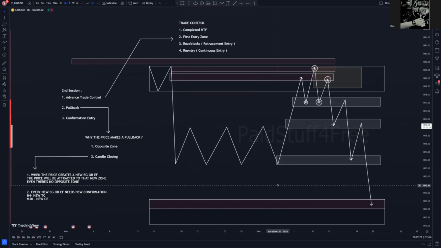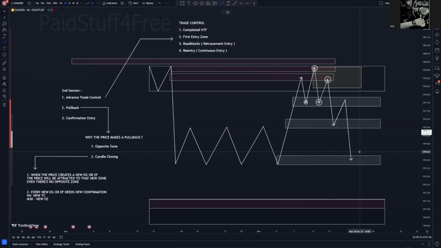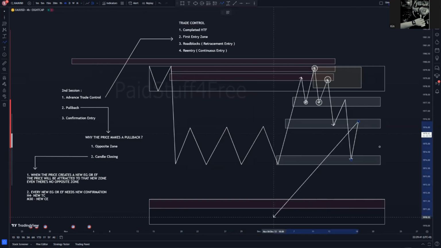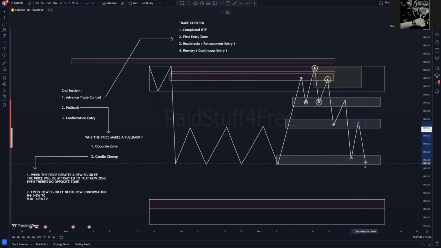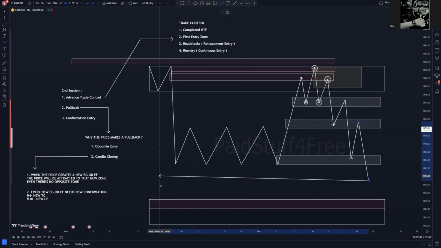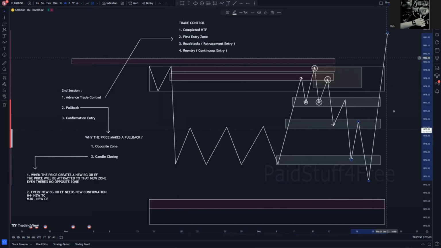Okay, right now I'm going to explain this. Like I said, no matter how long it takes, when the price creates an EF, it will go to our opposite zone, which is our buy zone. And remember, sometimes the price can do this. The price can create this pattern. Went down, there is no opposite zone, but the price, boom, went up like this. Why? Look back into our notes: the candle closing. Because there is no opposite zone, we look at the second one, candle closing.